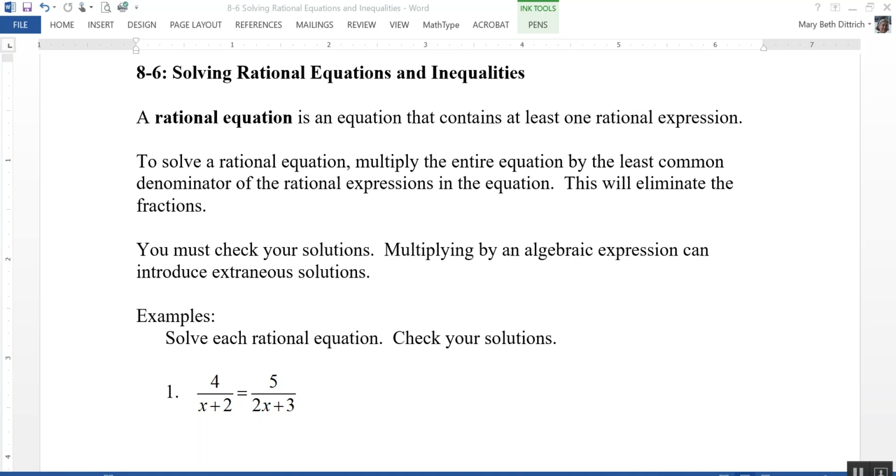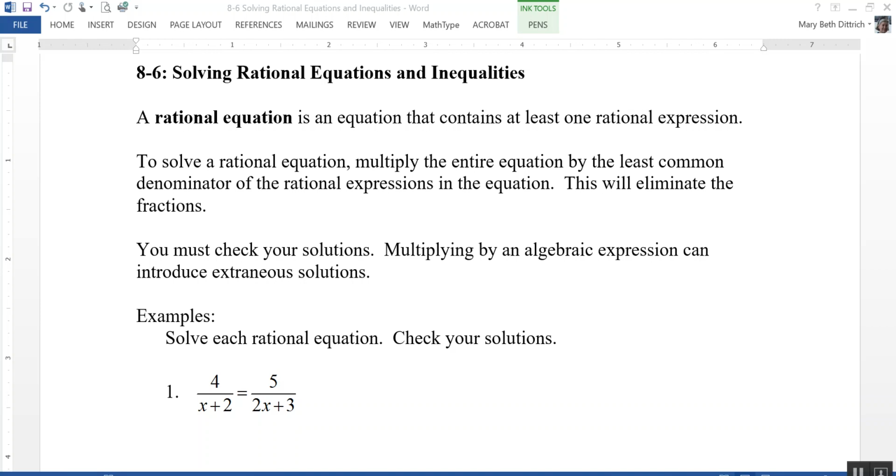Section 8.6 is on solving rational equations and inequalities. A rational equation is an equation that contains at least one rational expression. To solve a rational equation, we want to multiply the entire equation by the least common denominator of the rational expressions in the equation. This will eliminate the fractions.